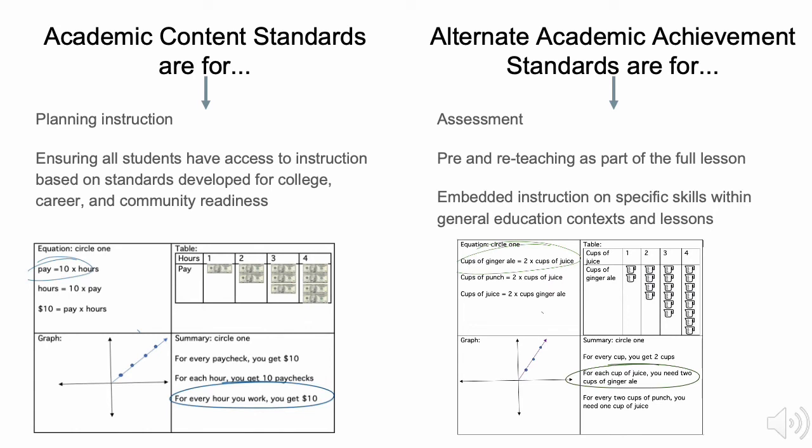The bottom left quadrant is titled Graph and has a printed X and Y axis. The student has handwritten in the line graph, but not the X and Y axis labels. The bottom right quadrant is titled Summary, Circle 1. There are three choices. For every cup, you get 2 cups. For each cup of juice, you need 2 cups of ginger ale. For every 2 cups of juice, you need 1 cup of juice. The student has circled the second choice.